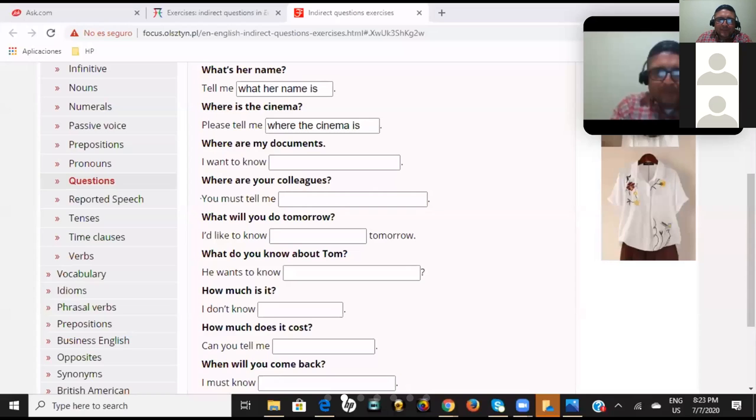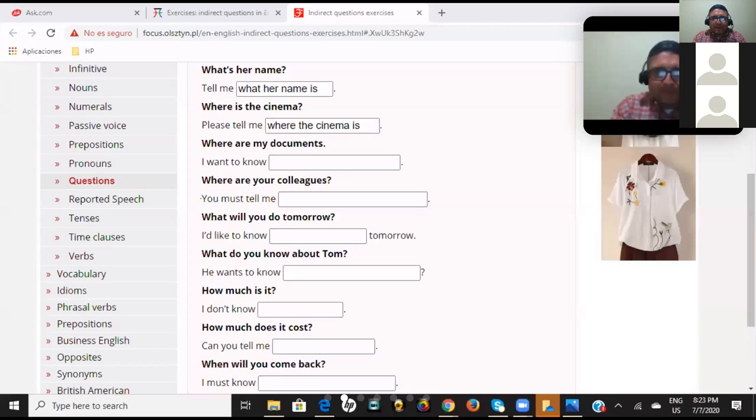And the other is similar. What do you have for the other one? What do you know about Tom? He wants to know what we know about Tom too. Okay, so he wants to know what you know about Tom. Because when you start the sentence with he wants to know, they're automatically asking you a question. So you don't need to include the auxiliary do again because it's already a question.